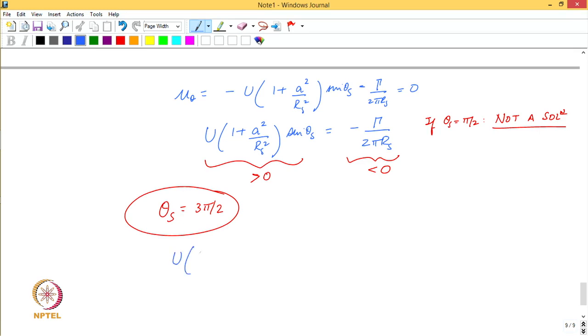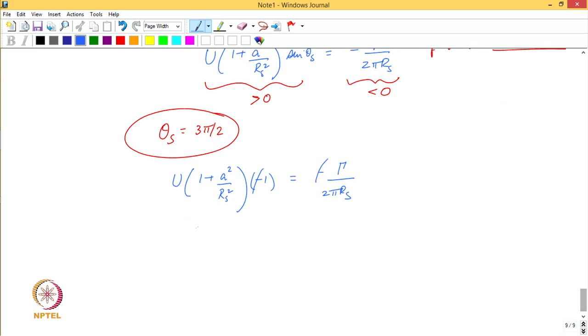So, we will have u times 1 plus a square by Rs square times sin 3 pi by 2. Sin 3 pi by 2 is actually minus 1. So, this is minus 1, this becomes equal to minus gamma by 2 pi Rs, right. So, this negative cancels, and what we now have is a quadratic equation in Rs, right. We have u times 1 plus a square by Rs square to be gamma by 2 pi Rs.